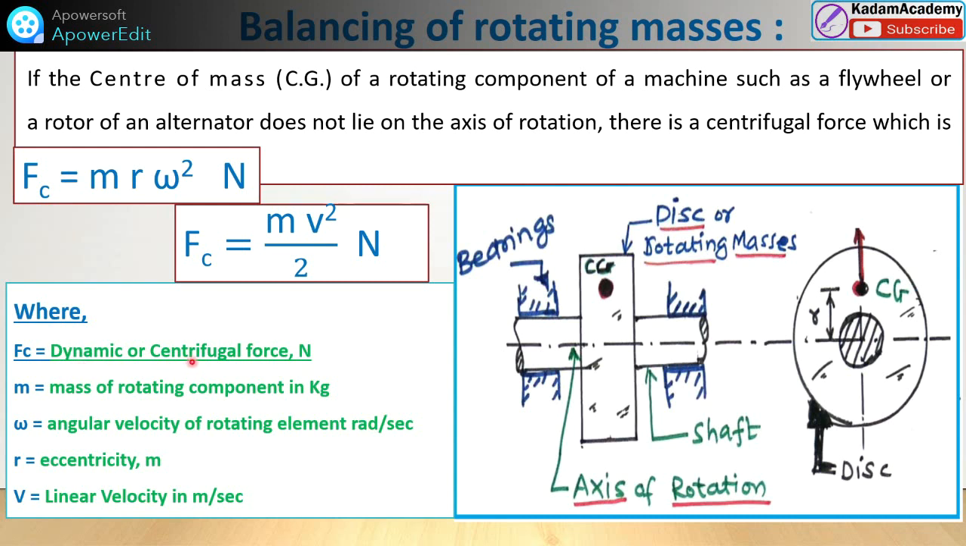Where Fc is the dynamic or centrifugal force in Newton in this balancing of rotating masses. This is the main force there, the centrifugal force. How to find out this m or omega square? m is the mass of the rotating mass in kg. Omega is the angular velocity in radian per second. Eccentricity is r or this e. Eccentricity means this center of mass, CG, which is at the distance e or r from the center of the axis. Okay, the axis line is there. And v in m v square by 2 is the linear velocity in meter per second.